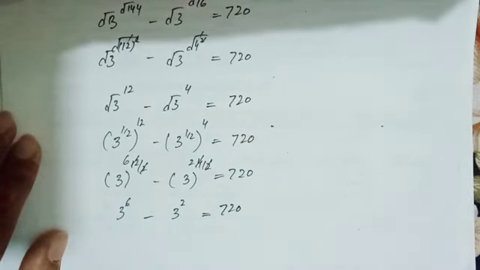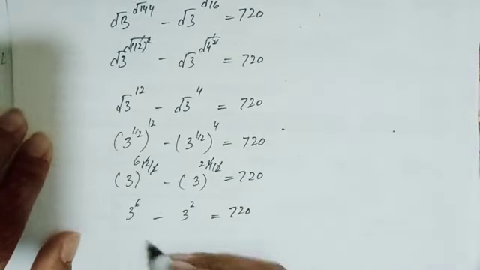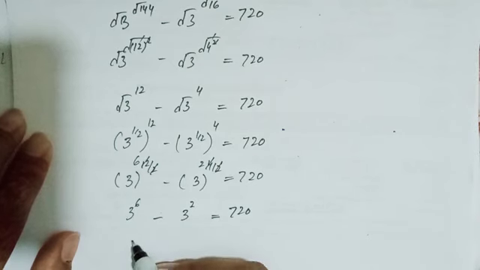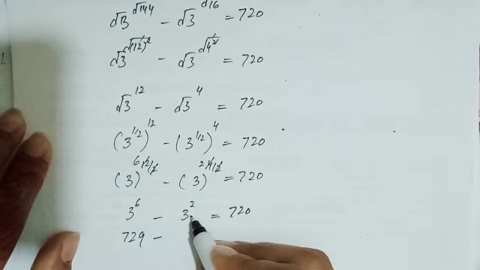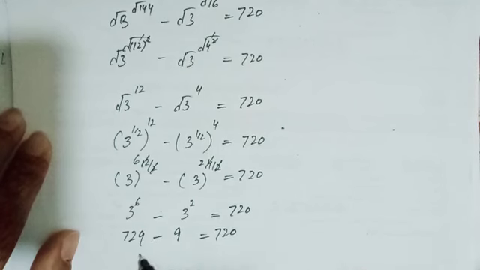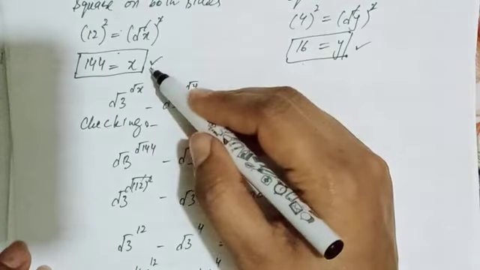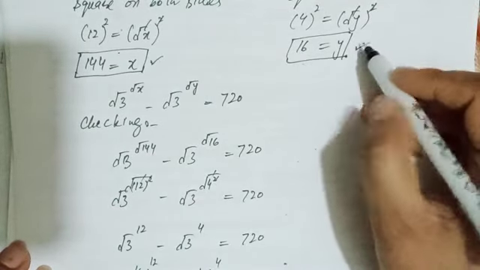So again, write this. 3 to the power 6 is equal to 729, minus 3 to the power 2, which is equal to 9, gives 720. So this is equal to 720. So our values, that x is equal to 144 and y is equal to 16, are quite right.